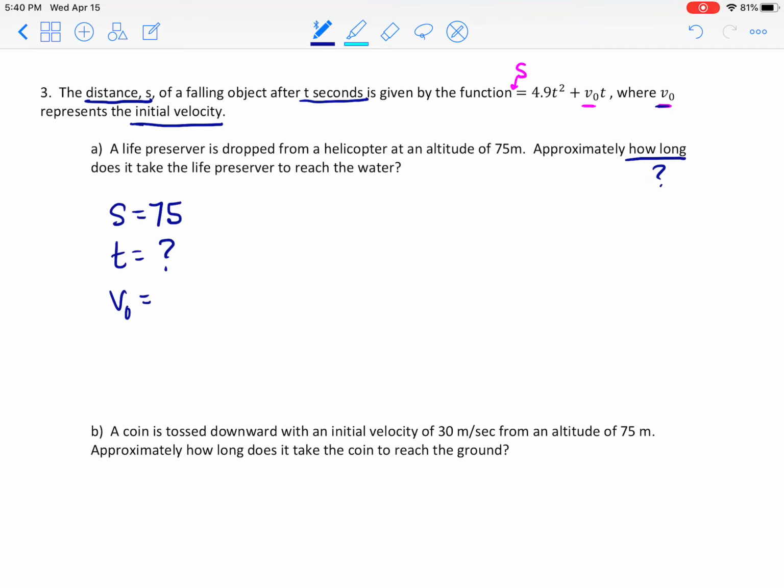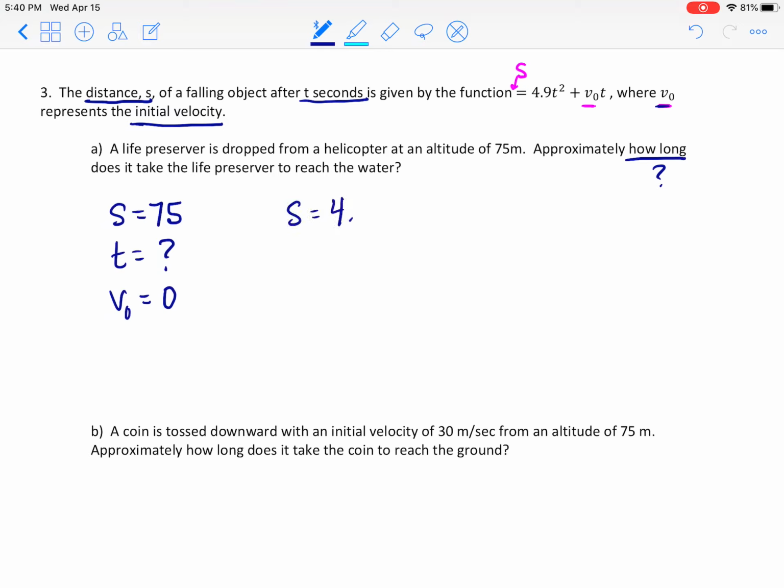So the initial velocity, it's not clear here, but it is given. Okay, how fast is the life preserver going initially? So if it's sitting on this helicopter and it's just dropped, then it doesn't have any initial speed. Somebody's just holding it, it's not going anywhere, and then it gets dropped. So even though it's not said outright, the initial velocity has to be 0.